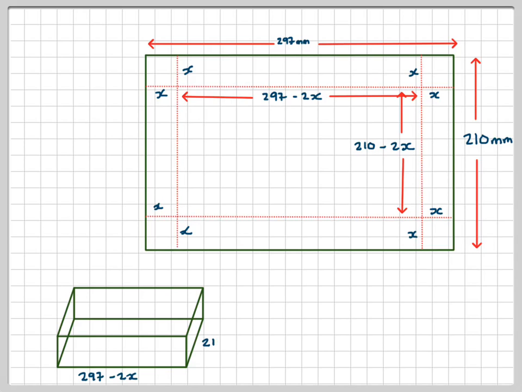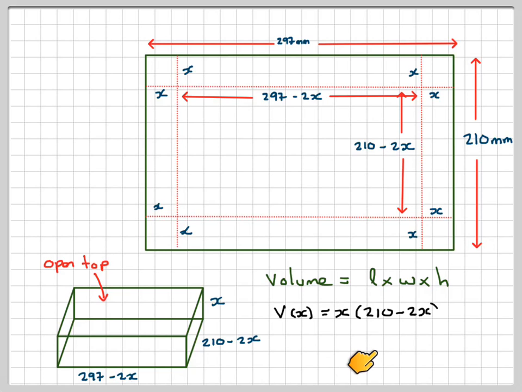If we draw a box out, then this length is 297 minus 2x. This length here is 210 minus 2x. And this length is x. The top of the box is open, there's no lid on this box. So the volume will be the length times the width times the height. So that will be x times 210 minus 2x times 297 minus 2x.